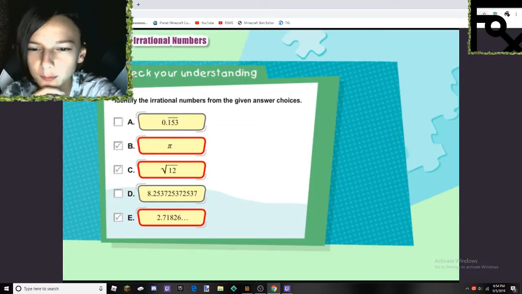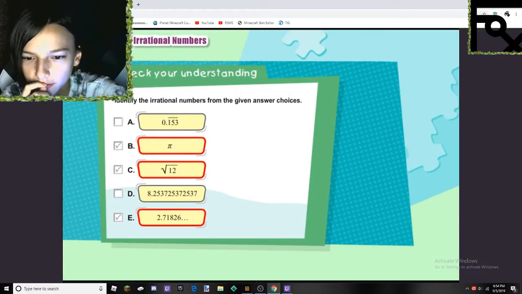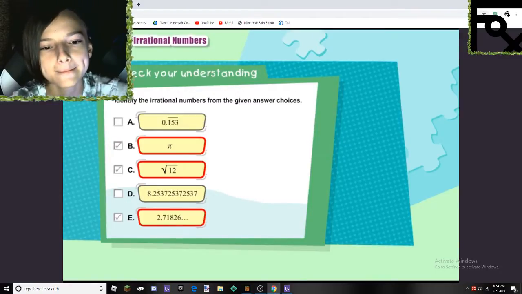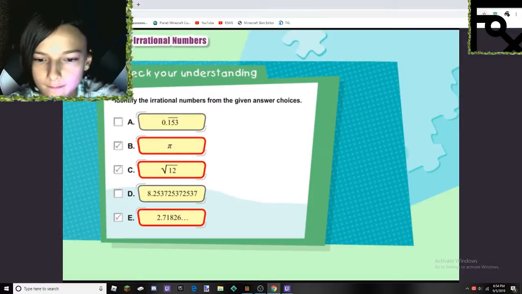Square root of 12, 2.71828, and on are irrational numbers. They are non-terminating and non-repeating. The other numbers are either terminating or they're repeating decimals.